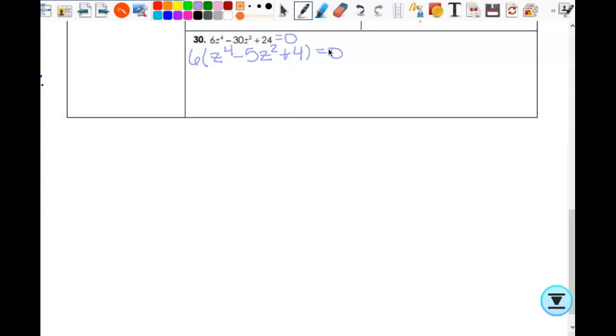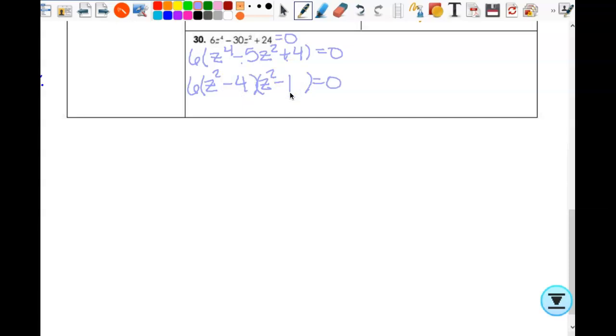A is 1 again, right? So I get 6 times, and then I'm going to have 2 sets of parentheses here. Since this is z to the 4th, these would both be z squared. This is positive, so the signs are the same. This is negative, so they're both negative. 2 numbers that multiply to give me +4 combine to give me -5. -4 and -1. Good.